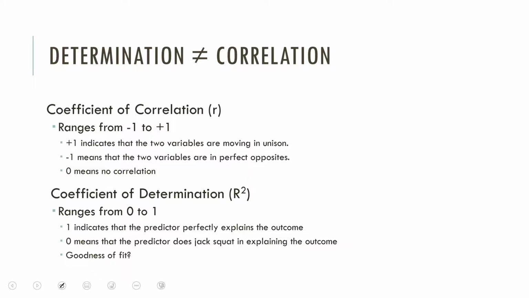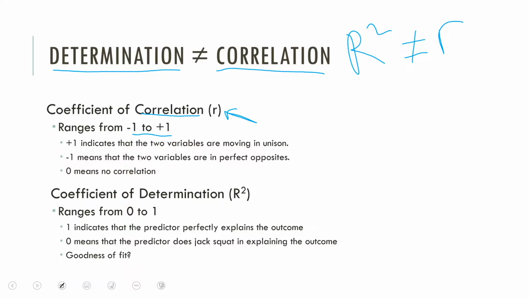What do we mean when we say determination does not equal correlation? We mean that R-squared does not equal R. So what is R? This is the symbol for correlation. This is not the programming language. The coefficient of correlation, this R, ranges from -1 to 1.